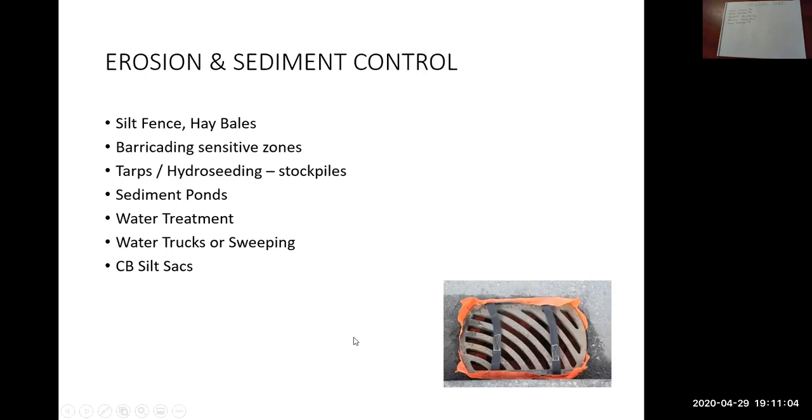Dirty water would flow down the gutter line and hit the catch basin. The water would go through, and all the silt would be held in the bag. You would be required to maintain these silt sacks on a regular basis. What you're doing is cleaning the silt out so that they can continue to function.